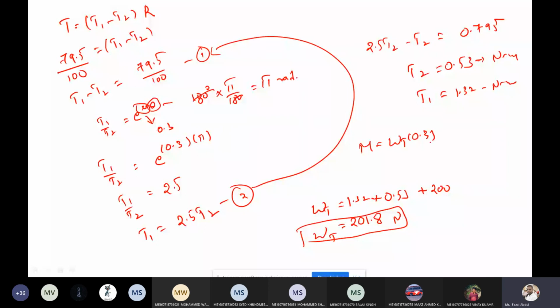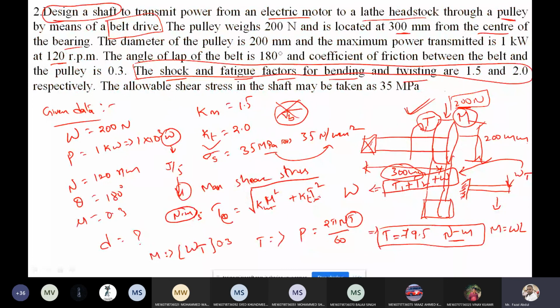So WT is 201.8 into 0.3. What is the M value? 60.55 newton meters. This is the bending moment. Now see here in this equation, the M value we calculated just now. The T value we also calculated, 79.5. And the KT value is given in the question. We only need to substitute all the values.